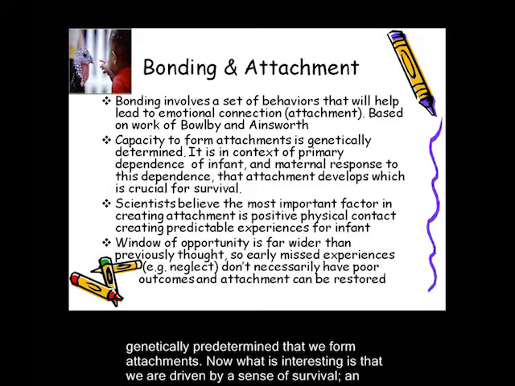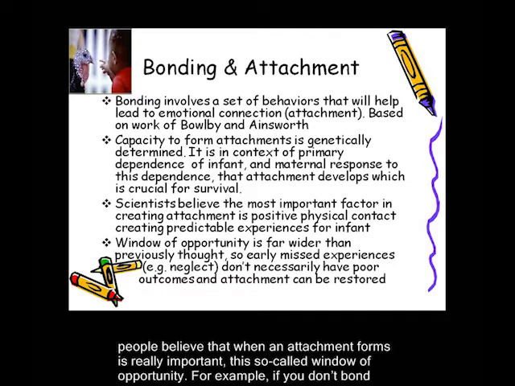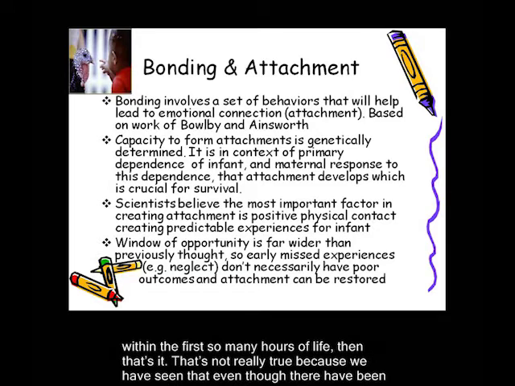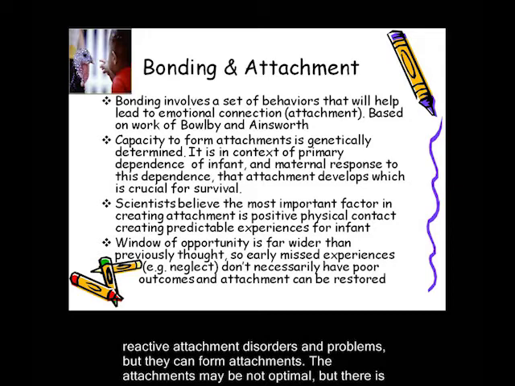Now, what is interesting is that this is driven by a sense of survival, in that an infant needs to form an attachment to have its basic needs met: food, clothing, shelter. And so maternal response is crucial to that, and people believe that when an attachment forms is really important. There's this so-called window of opportunity, that if you don't bond within the first so many hours of life, that's it. That's not really true, because we have seen that even though there have been missed experiences, neglect, and kids in orphanages, that doesn't necessarily mean you'll have poor outcomes. Yes, they can have reactive attachment disorders, a lot of problems, but they can form attachments. The attachments may not be optimal, but there is the capability to form them.